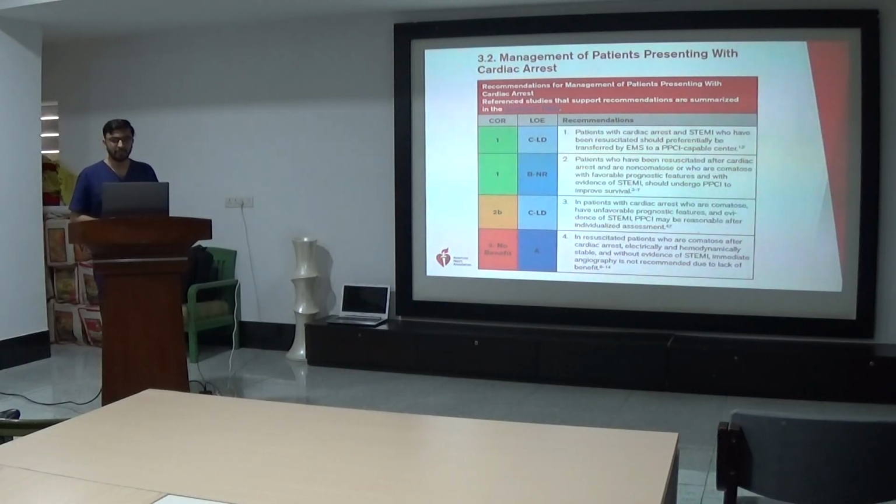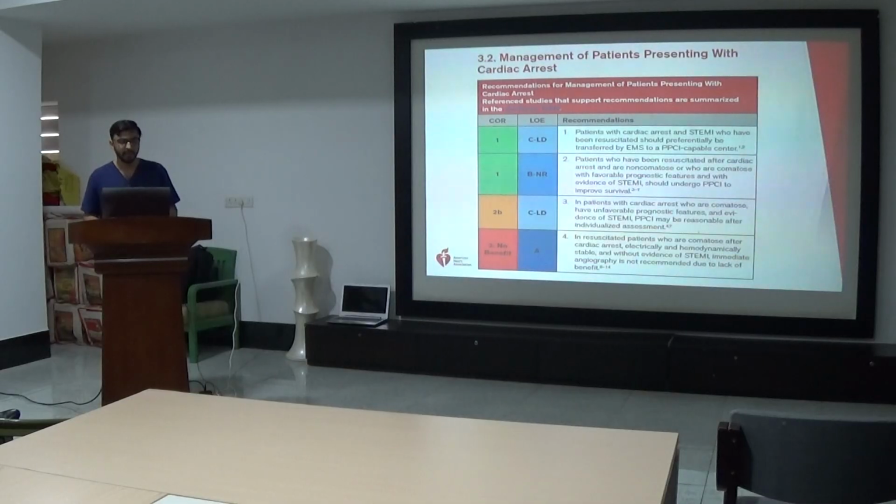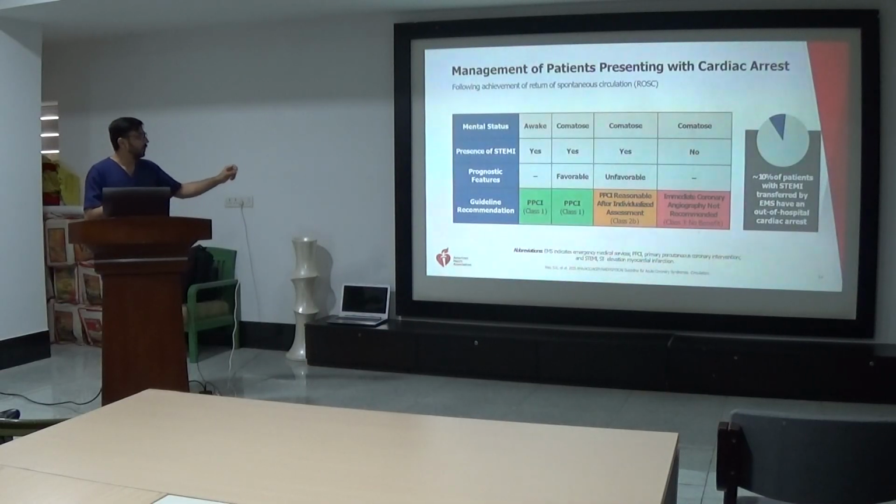So this slide suggests what happens if a patient survives out-of-hospital cardiac arrest and has had CPR, and what the role is, the level of evidence and the class of recommendation. They said that patients with cardiac arrest with ST elevation MI who have been resuscitated should preferably be transferred to a PCI-capable hospital. So I will put this slide up for easy understanding.